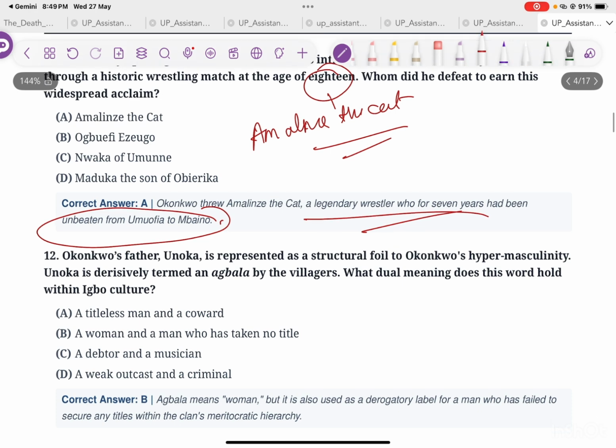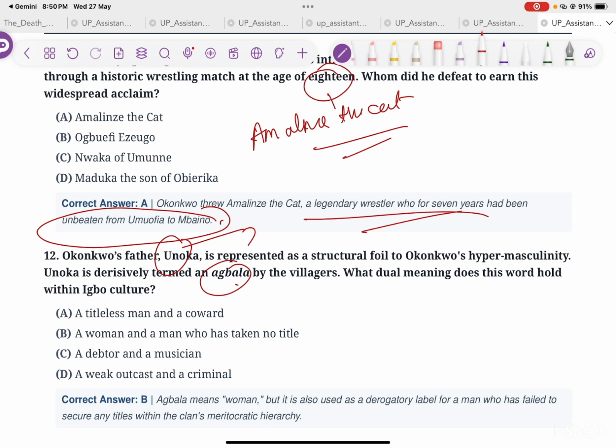Okonkwo's father, Unoka, is represented as someone not depicted as masculine. He has a very feminine attitude, he's burdened with loans, and he loves music, and that was not very much appreciated at that time in African culture. So he is represented as a structural foil to Okonkwo's hyper-masculinity. Unoka is derided by the villagers.